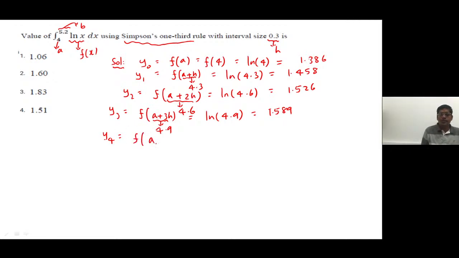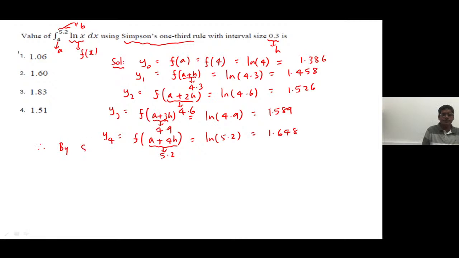So f of a plus 4h. So a plus 4h value how much? Adding one more h, that is 5.2. So we can stop after this, that is y4 value. Calculating these y values for this problem. So log of 5.2 simplifies to 1.648. Now the question asking by Simpson's one-third rule.